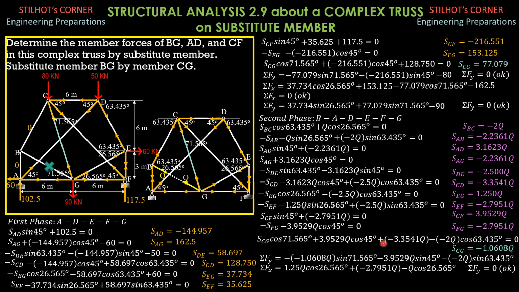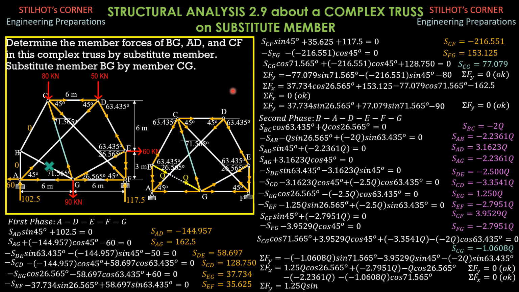We then equate the stress of CG to 0, first phase plus second phase equals 0. The first phase value is 77.079 plus negative 1.0608Q, second phase value, equals 0. So from here we can solve for Q, which is stress in BG. Q, SBG, equals 72.661 kilonewtons, as compared to the solution preceding this in structural analysis 2.8, which was 72.669. So they are practically equal.